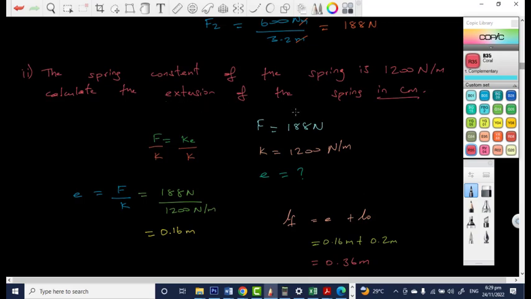But again we still want the extension in centimeters, right? So what I would have to do here is divide by 100, no, sorry, my bad. Not divide by 100, multiply by 100 because I'm going from meters to centimeters. So I multiply by 100 and I get 16 centimeters. Okay? So this would be the extension in centimeters. All right? Are we okay with this?